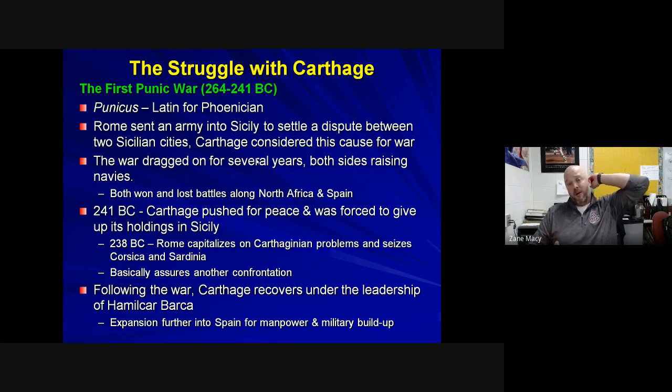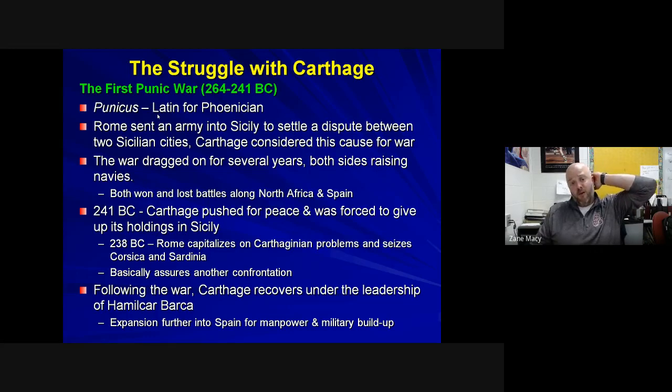It wasn't that way with Carthage. If you lived in Carthage, you were Carthaginian. But ethnically, you were Phoenician. So the Romans refer to them using their own language, Latin. Instead of calling them the Phoenician Wars, they called it the Punic Wars.